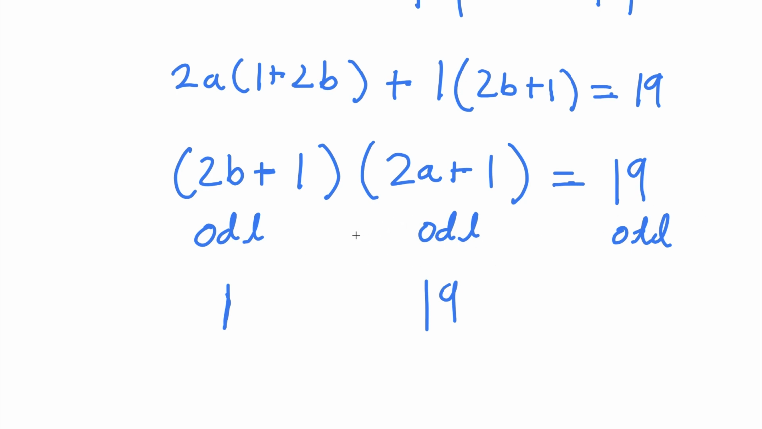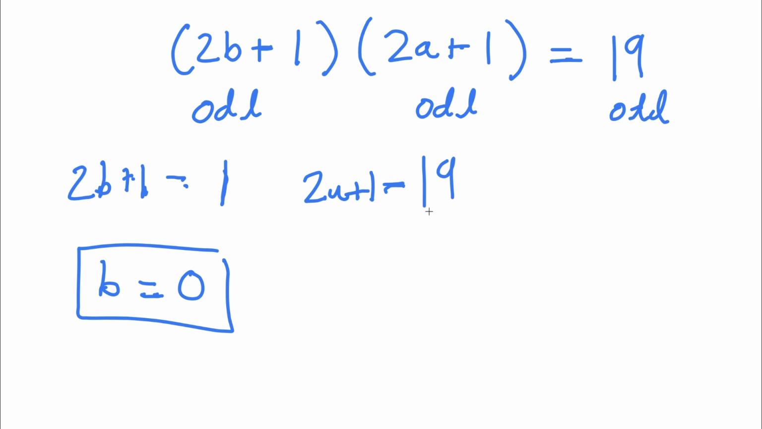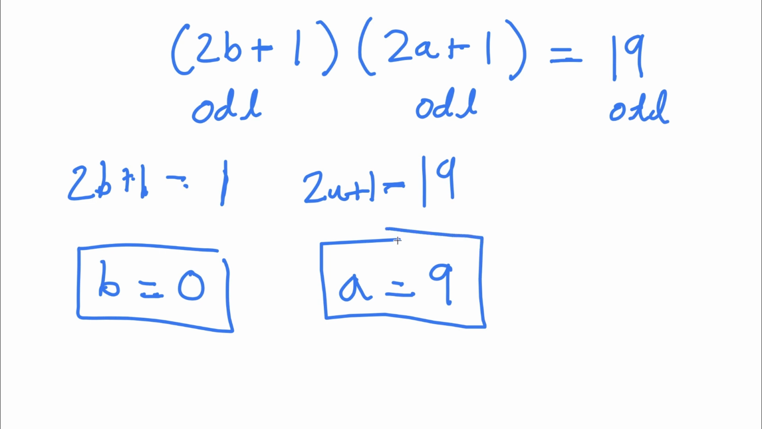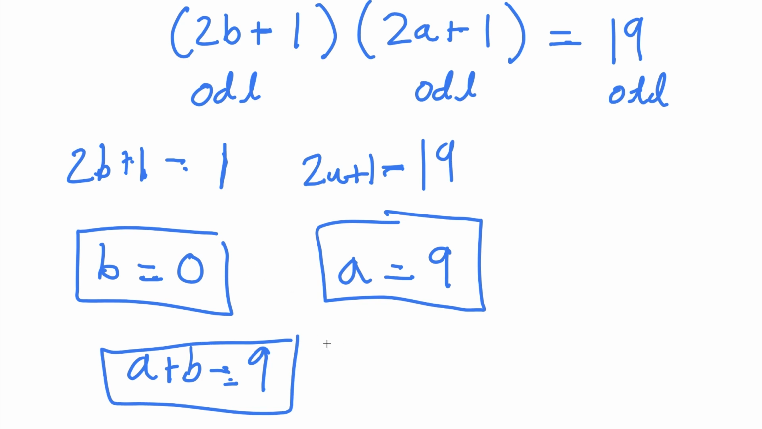So now if I set 2b plus 1 equal to 1, and if I set 2a plus 1 equal to 19, from 2b plus 1, I get b is equal to 0, and from 2a plus 1, I get a is equal to 9. So now a plus b is simply going to equal 9. So this is my answer.